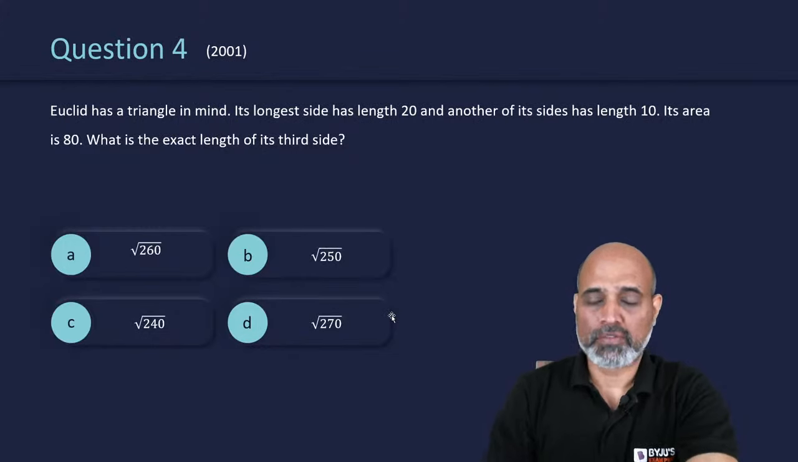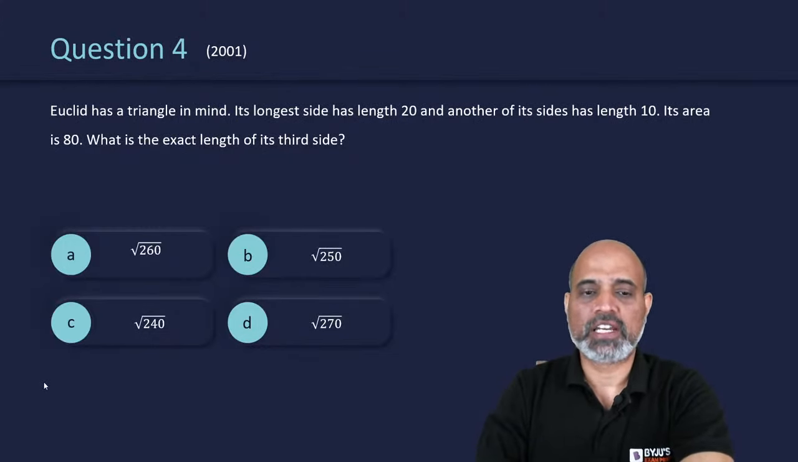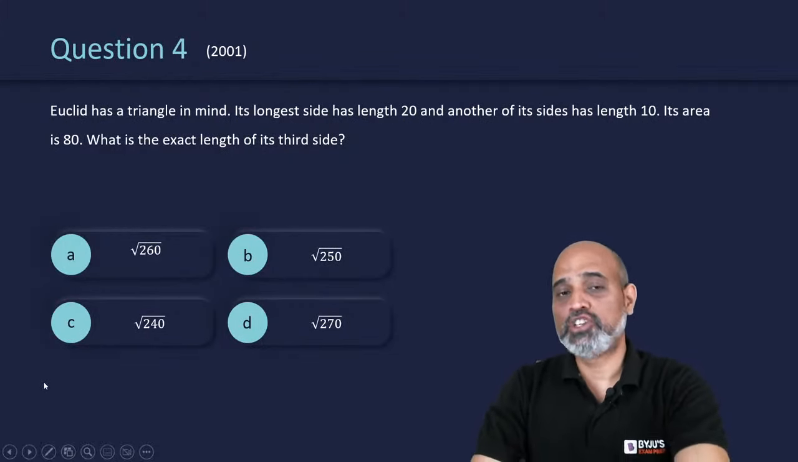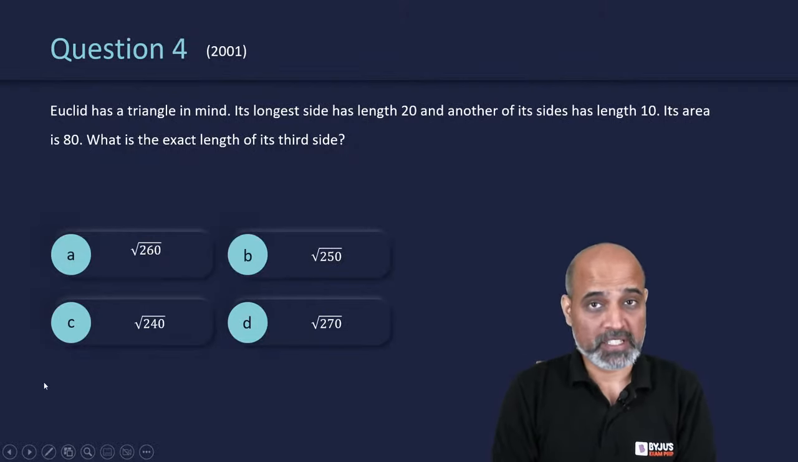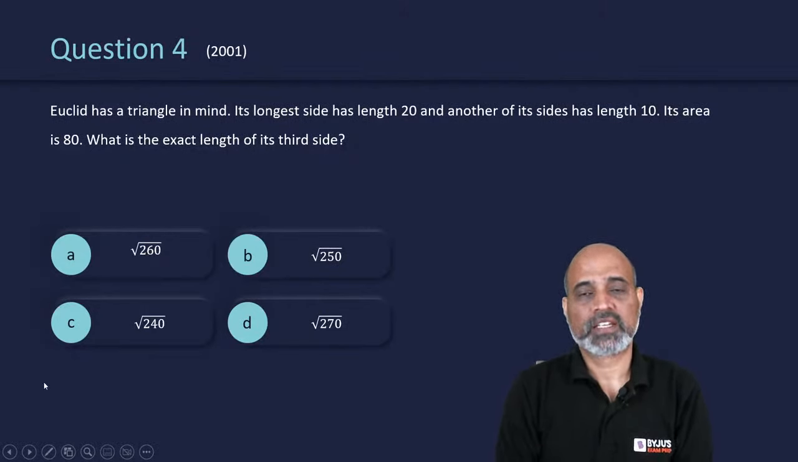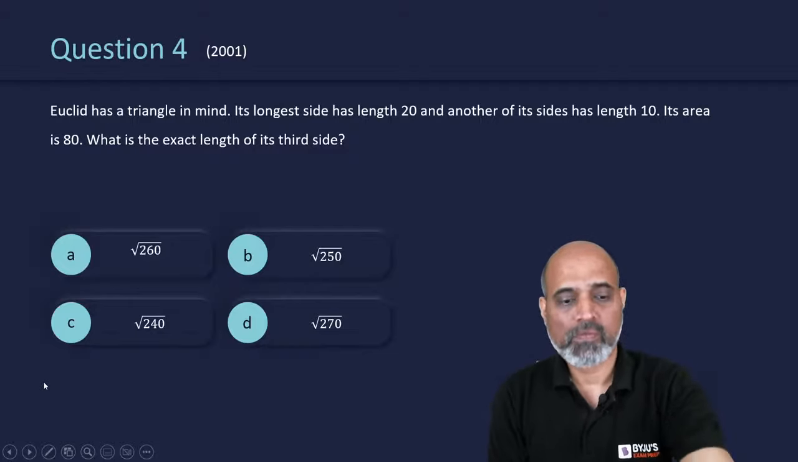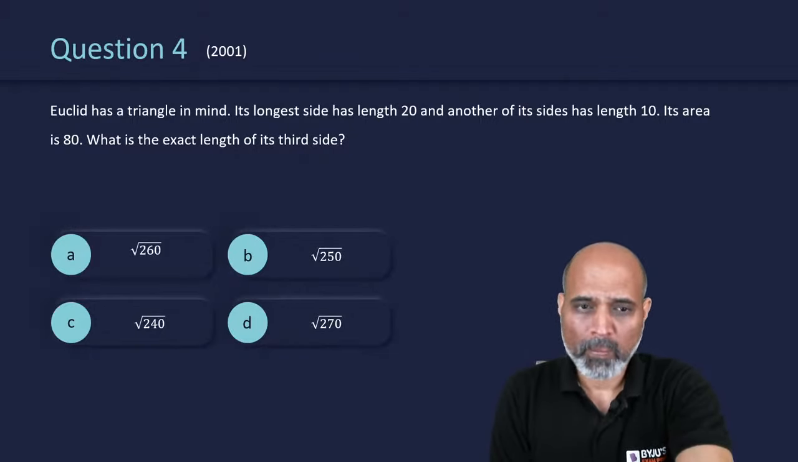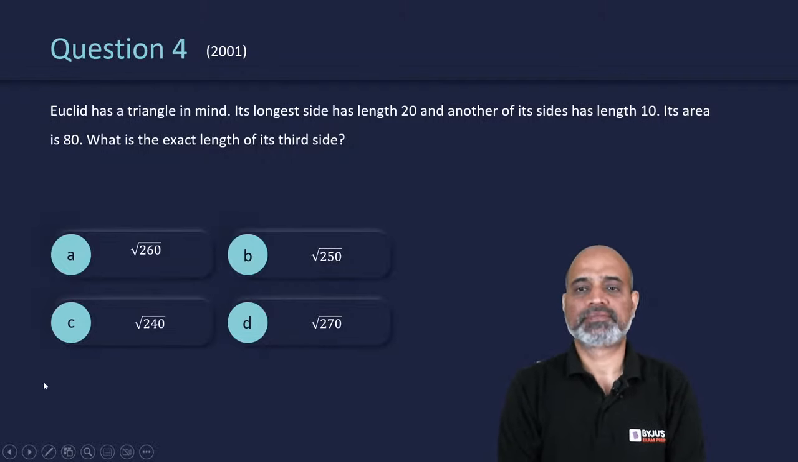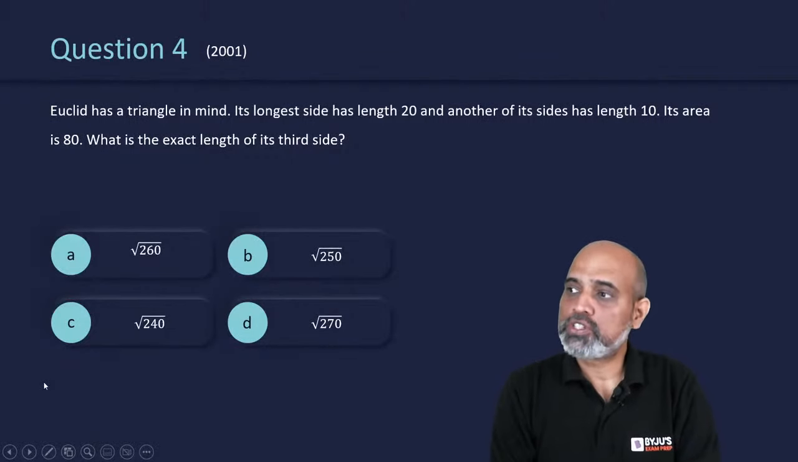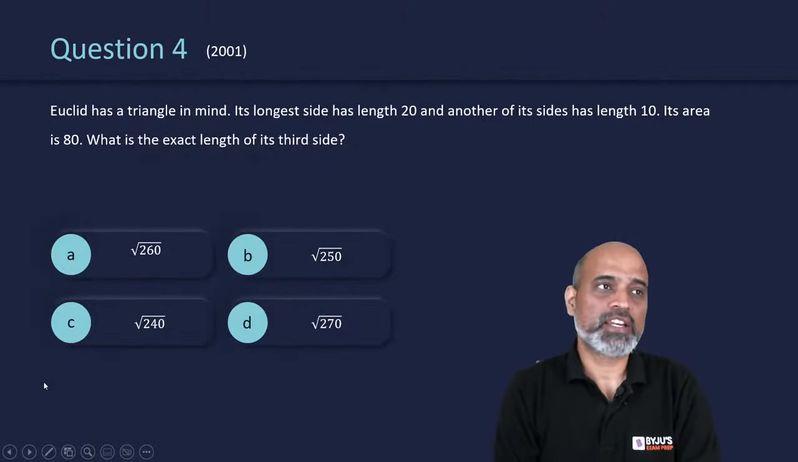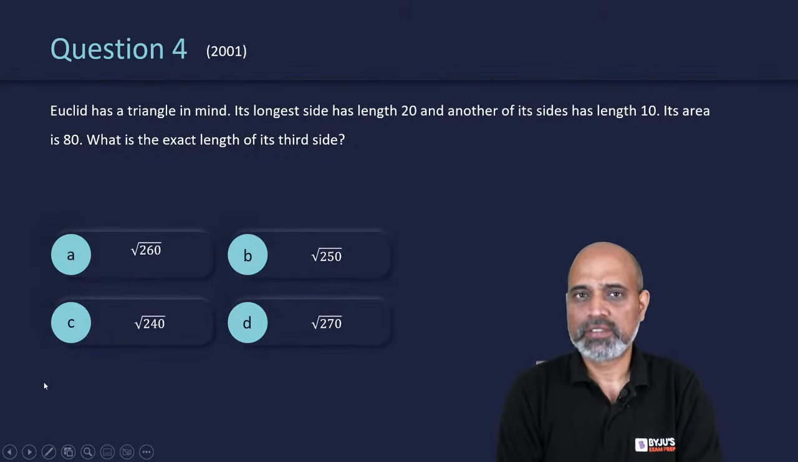So what logic should we apply? Looking at the options, obviously it's not going to be easy, right? So what shall we do? There is one approach. If the three sides are known, you can use Heron's formula to calculate the area of a triangle, right?